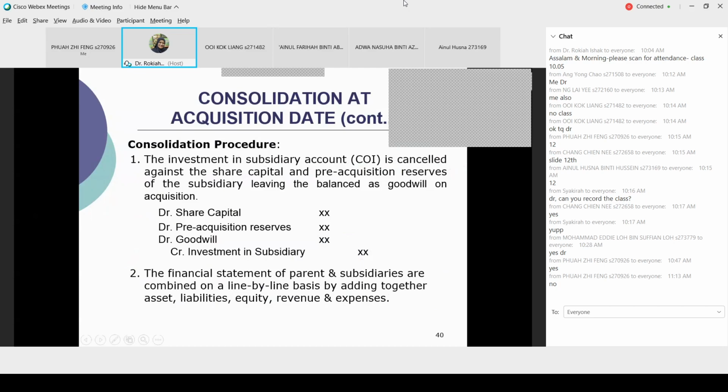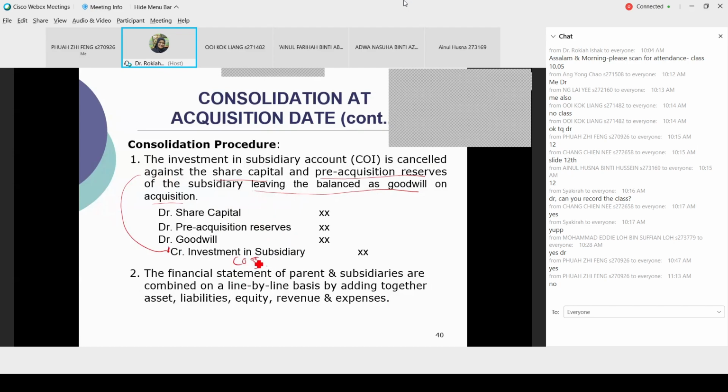Okay, going to look at the consideration procedure. For the consideration procedure, the investment in subsidiary account, which is COI, cost of investment, is cancelled against the share capital and pre-acquisition reserve of the subsidiary, leaving the balance as goodwill on the acquisition. Okay, so cancels here means that you're going to credit your COI.